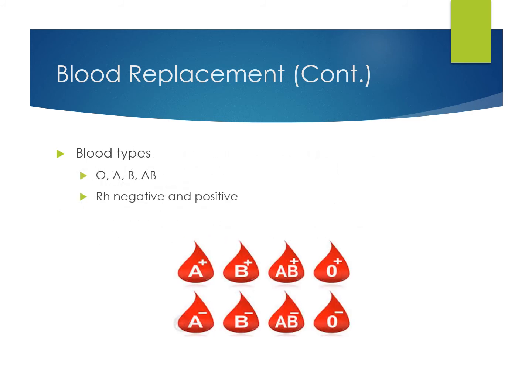I'm sure you guys are familiar with this. There are 4 different blood types, O, A, B, and AB. Any blood type can be Rh negative or Rh positive, and these are inherited. So this just means that you're going to get your specific blood type from your parents, a combination of theirs.